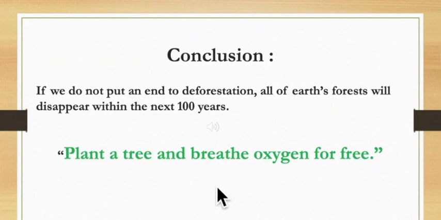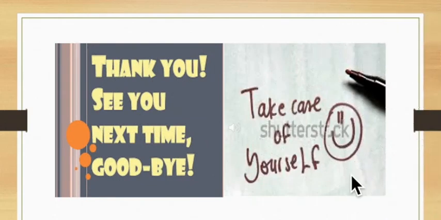At the end of the lecture, we conclude that if we do not put an end to deforestation, all of the earth's forest will disappear within the next 100 years. So it's our duty to plant a tree and breathe oxygen for free. This is all about habitat destruction and the deforestation process. I hope you understand it well.